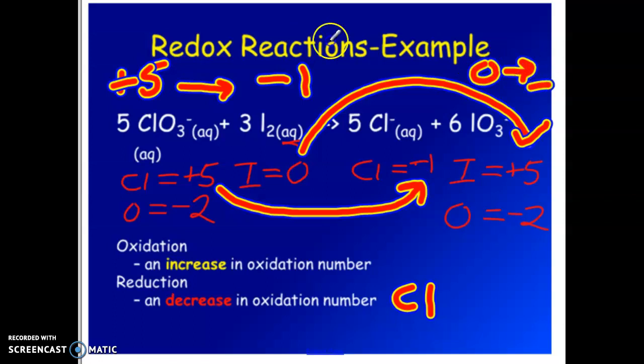0 to +5. So meaning what's going on there is iodine is increasing in oxidation numbers, right? 0 to +5. So iodine is actually the substance that is being oxidized or that is doing oxidation. If you have a proper redox reaction, there should be one element that is reducing, one element that is oxidizing. So you need something that is going down in numbers and something that is going up in numbers.